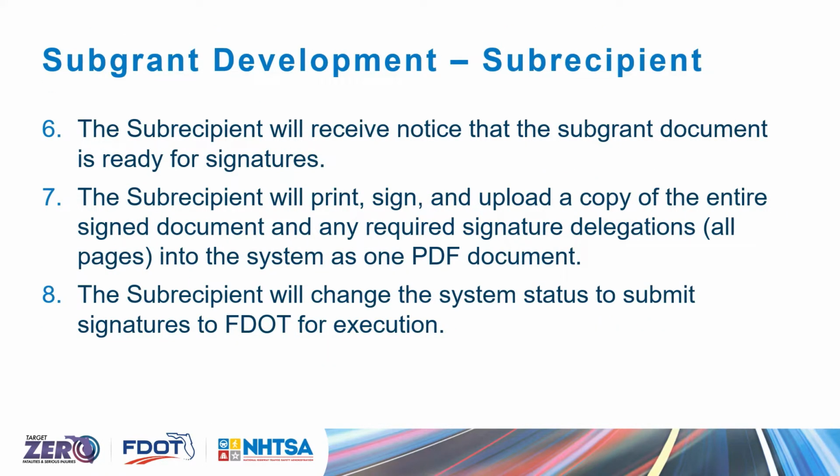So once the Traffic Safety Administrator has released that document for signatures, the subrecipient will receive an email notification and a My Task in the system that a document requires signatures. At that point, you'll be able to actually print a PDF of the document that can be circulated for signatures within your agencies. Then step 8 will be actually uploading that one PDF document with all the pages of the subgrant document, including the signed signature page, in the system, and then a status change to signatures submitted. That lets us know that there's a signed document ready for execution.